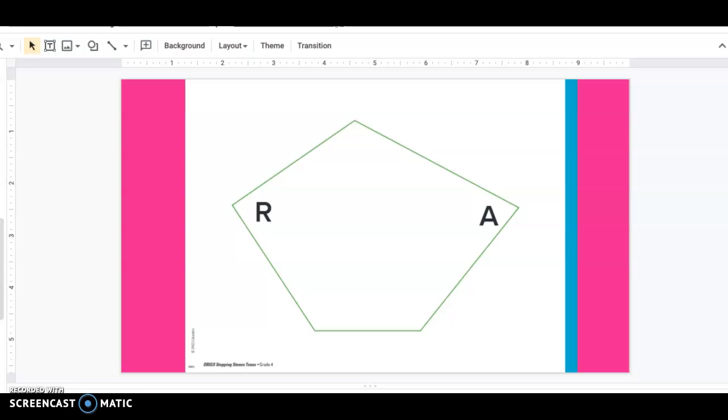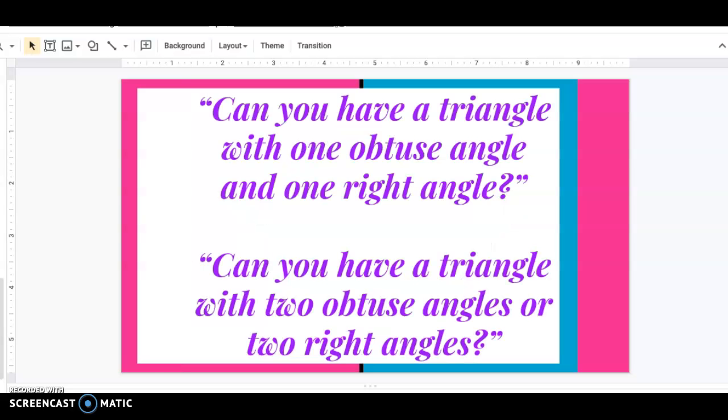Next, I'm going to have you look at this polygon again. So we have one right angle, one acute angle. What do you think that means for the rest of these angles in this shape? Maybe that means that they're going to be obtuse. How do you know? So, can you have a triangle with one obtuse angle and one right angle? Can you have a triangle with two obtuse angles or two right angles?